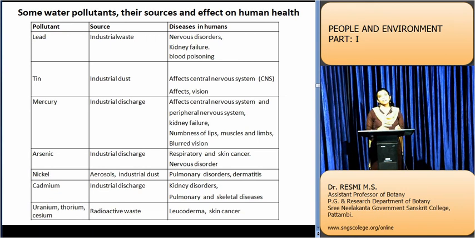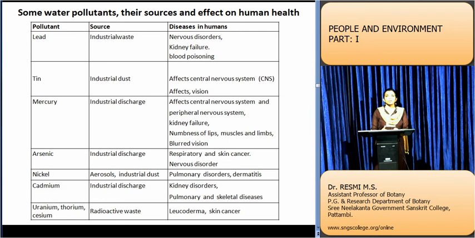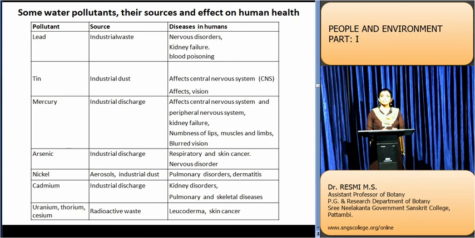Then what is the harmful effect? All of these organic and inorganic pollutants and heavy metals spilled in water bodies can cause harmful effects in humans as well as the biotic environment. So, what are they? There are certain heavy metals discharged, such as lead, tin, mercury, arsenic, nickel, cadmium, and radioactive elements such as uranium, thorium, cesium, etc. into water bodies. And lead from industrial waste can lead to serious nervous disorders, kidney failure, blood poisoning, etc.